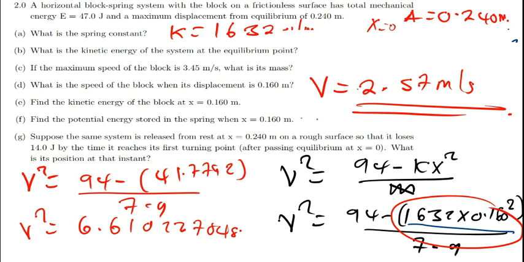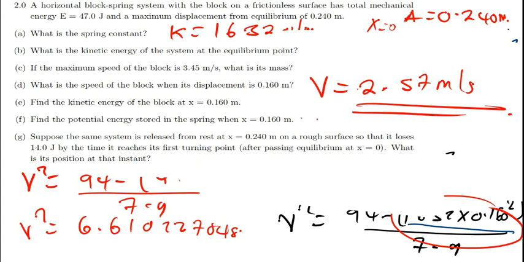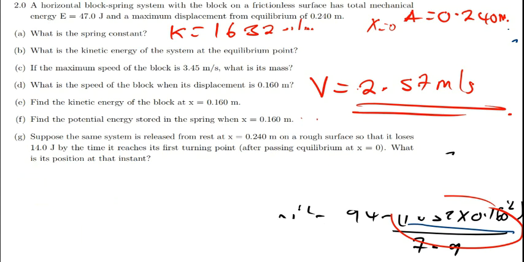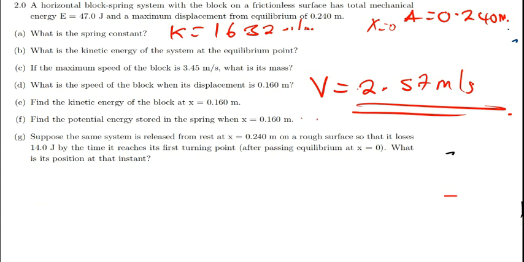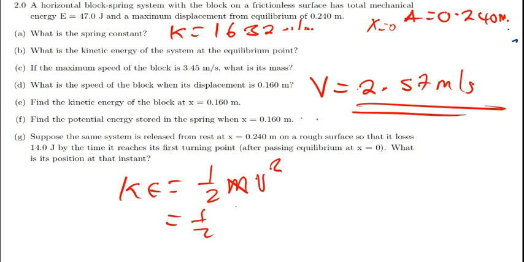Let's go to E. Find the kinetic energy of the block at x is equal to 0.16 meters. Now we want to find the kinetic energy. Now that we have the velocity, kinetic energy is going to be direct. So kinetic energy will be equal to half mv squared. So half, the mass is 7.9, the velocity is 2.57. Now we square it.